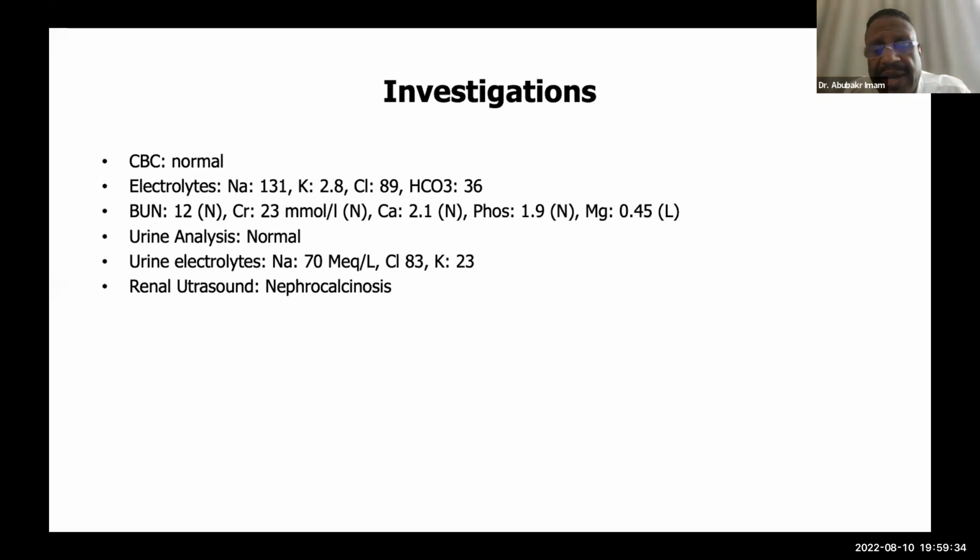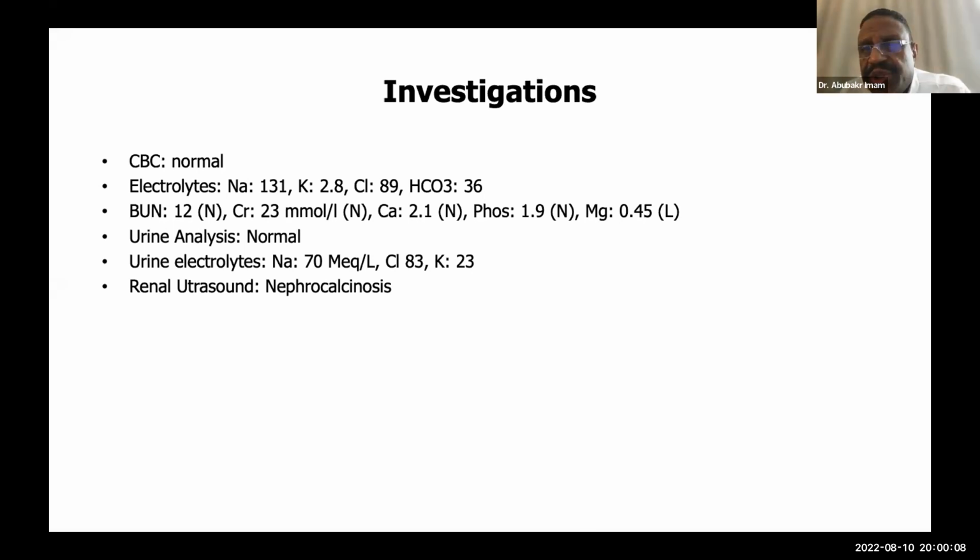You do his urine analysis, there is no proteinuria in this patient. The rest of the examination was normal, specific gravity and so forth. You start to think that, as I mentioned earlier, let me look at the urine of this child. You do urine electrolytes: your sodium is 70, which is high. The chloride is 83, which is high. Potassium is 23, which is high. You requested an ultrasound, and it shows nephrocalcinosis.